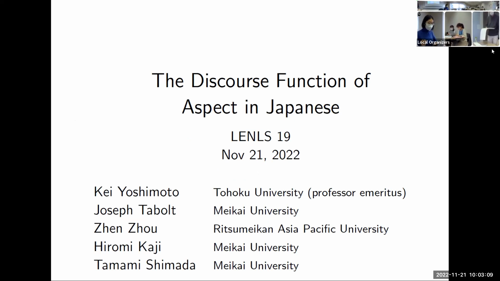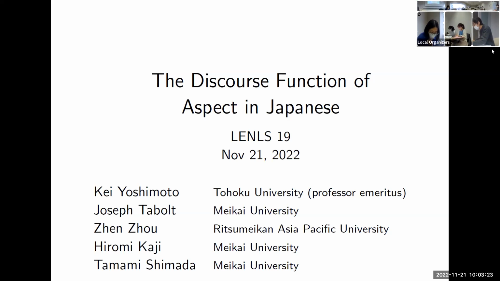Okay, looks great. So the first presenter for today is Yoshimoto, and this project is Zhou, Hiromi Kaji, and Tamami Shimada, and the title of the talk is the discourse function of aspects in Japanese. So the floor is yours. Thank you for the introduction.